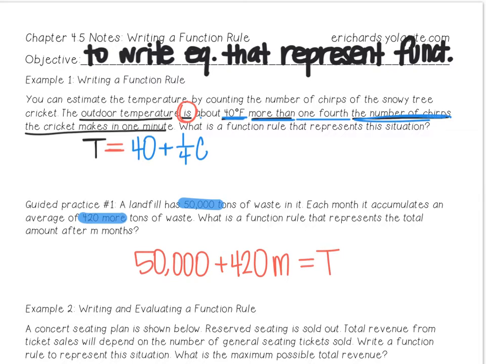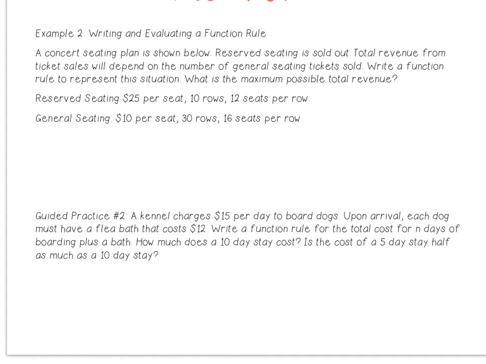Alright, example 2: writing and evaluating a function rule. A concert seating plan is shown below. Reserved seating is sold out. Total revenue from ticket sales will depend on the number of general seating tickets sold. Write a function rule to represent this situation. What is the maximum possible total revenue?